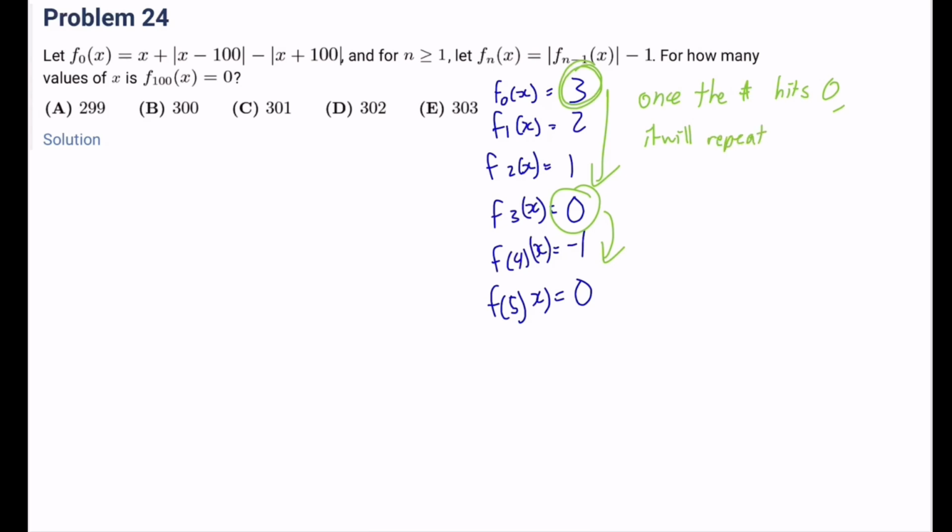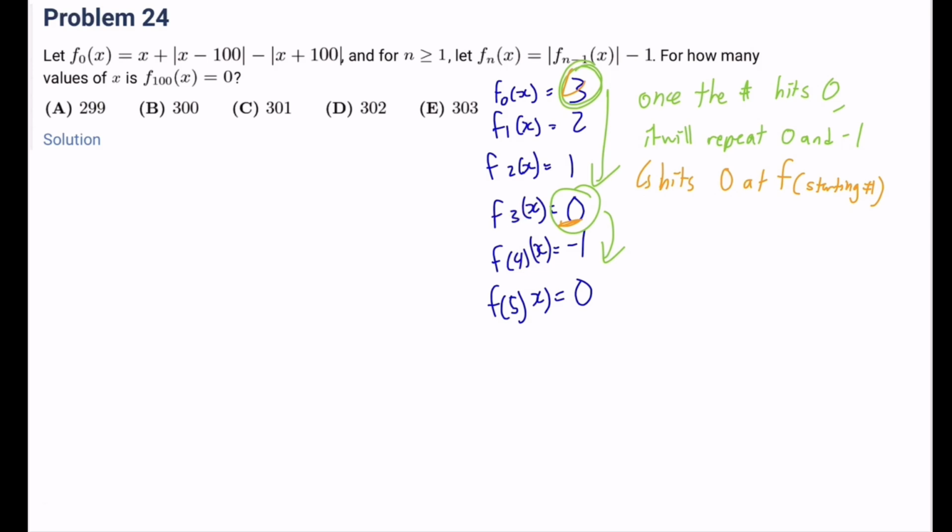It will repeat 0 and minus 1, and it hits 0 at the actual number. If you see here, we hit 0 at f3, and that 3 is exactly this number. If this was 4, then we would have gone down to 0, and this would have been 4. So we hit 0 at f of the starting number, because the starting number was 3. 3 is where we hit it.